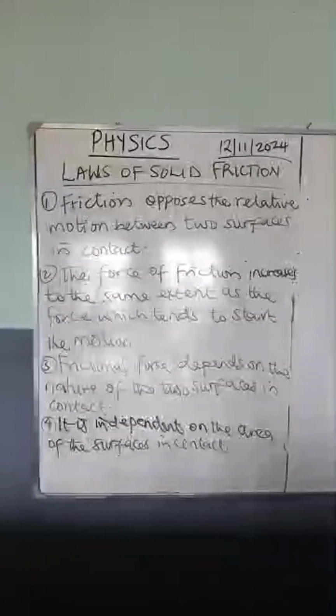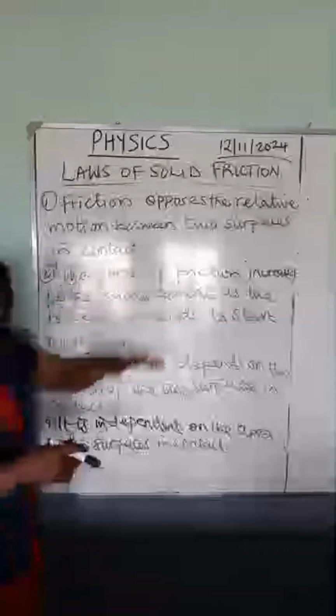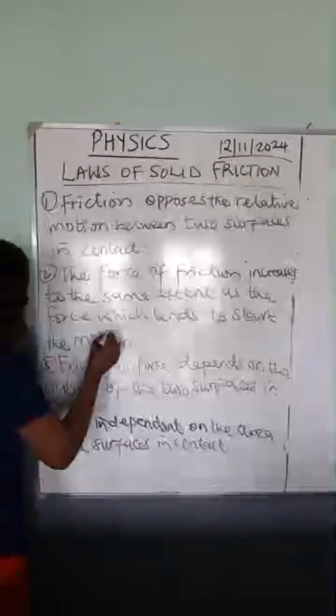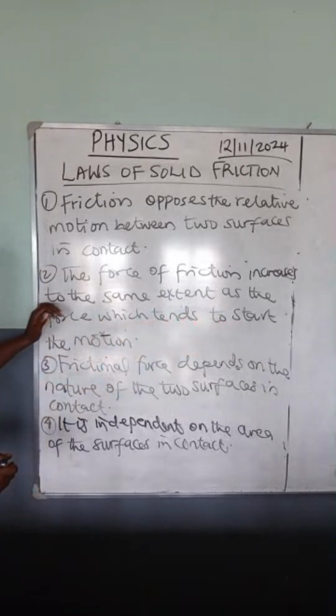I'm going to explain the laws of friction. Let me stand here so that you can see while I'm explaining. Number one, the force of friction opposes the relative motion between two surfaces in contact, right? I already explained that. The two objects or surfaces must be in contact, and they must move in the opposite direction. So their motion is said to be relative. Number two, the force of friction increases to the same extent as the force which tends to start the motion. The force that tends to start the motion is going this direction, so it is of the same extent as the force of friction. That means they are equal to each other.